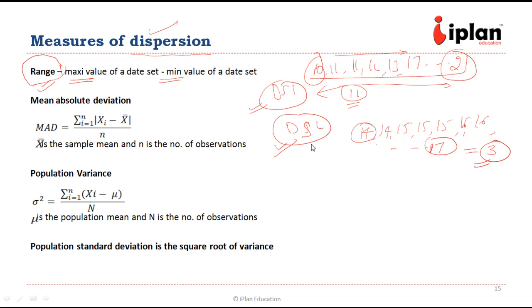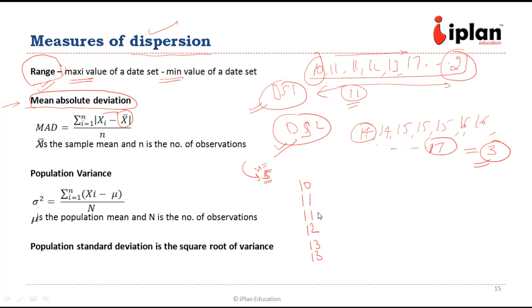This was about range. Let us move to the next measure of dispersion, which is mean absolute deviation. Mean absolute deviation is the mean of the deviation of all values from the mean. Let me explain it once again. Suppose there is a large population, from which we have drawn a sample. The values are say 10, 11, 11, 12, 13, 13. So these are the 6 values.